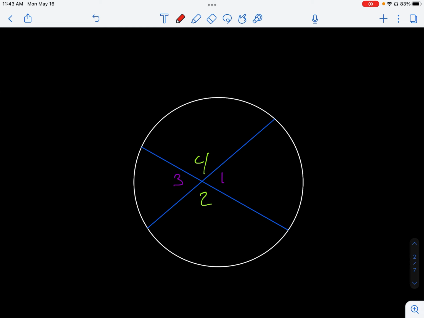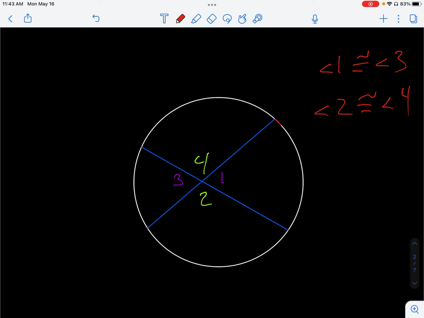So here we have two chords intersecting inside of a circle. Of course, when any two lines cross, they form a set of vertical angles. So angle 1 is congruent to angle 3, and angle 2 is congruent to angle 4. But what does that have to do with the circle? Great question.